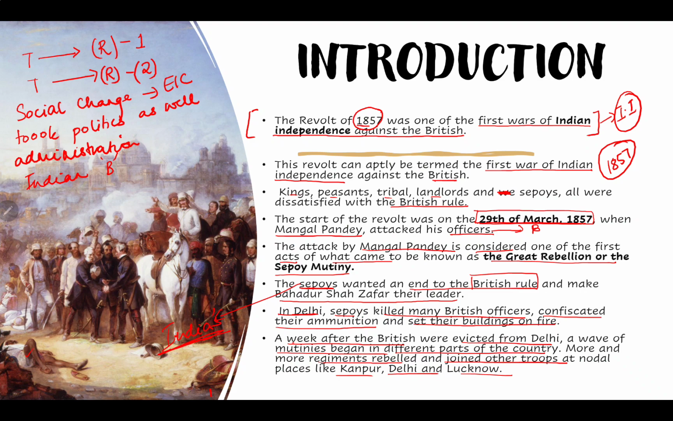And this incident that took place in Delhi gave them an agenda. They changed their thinking pattern. Now they thought, okay, we can win over the British, and we can try also. So these things happened. This is the introduction to the revolt of 1857.